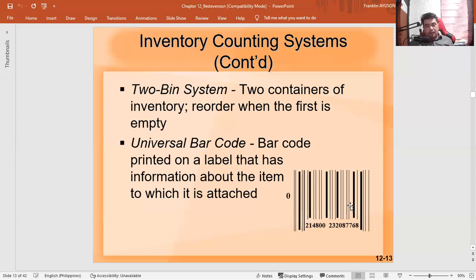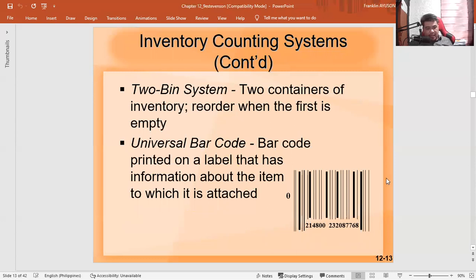Example: printed on the label that has information about the items to which it is attached. Ngayon, ginagamit pa rin yan sa mga supermarket. Although ngayon, ang ginagamit na natin madalas ay mga QR code in which we can easily generate our own QR code. Mas flexible for our use, no? Pero si barcode still ginagamit pa rin ngayon.